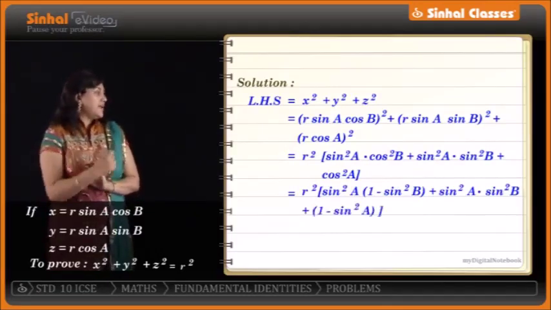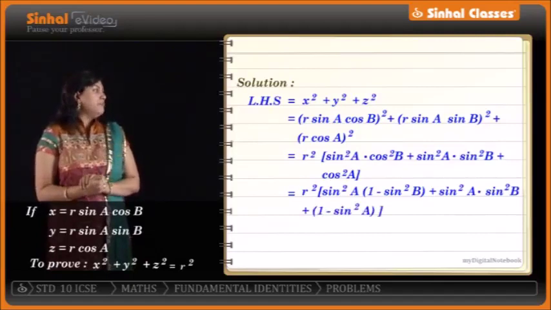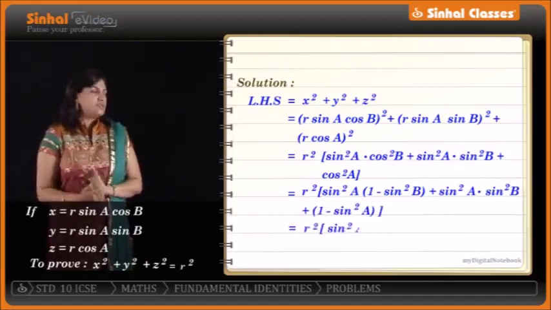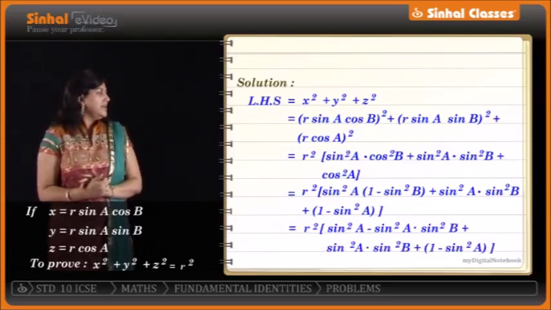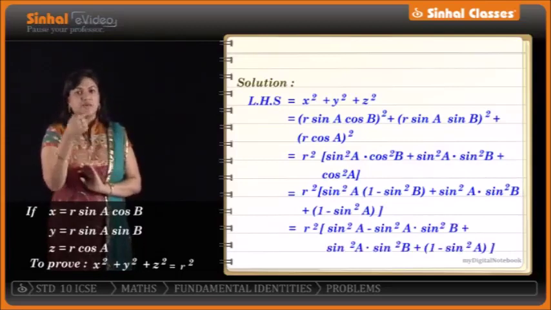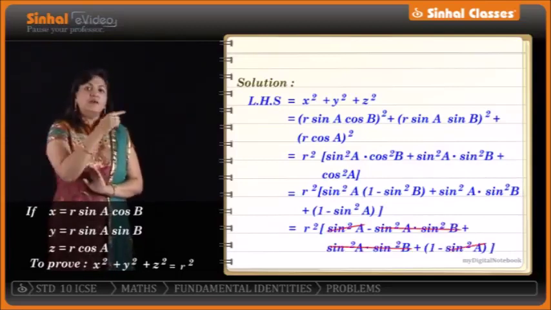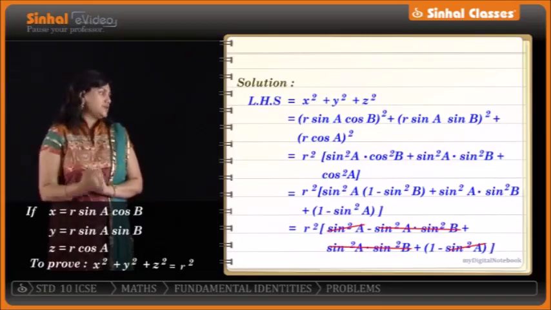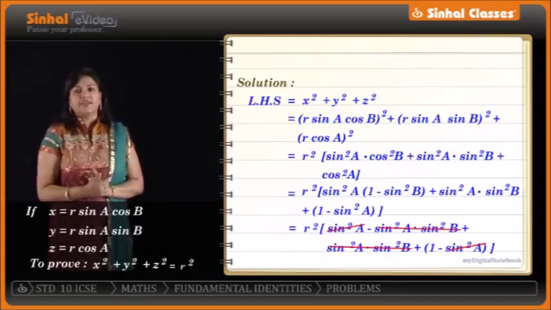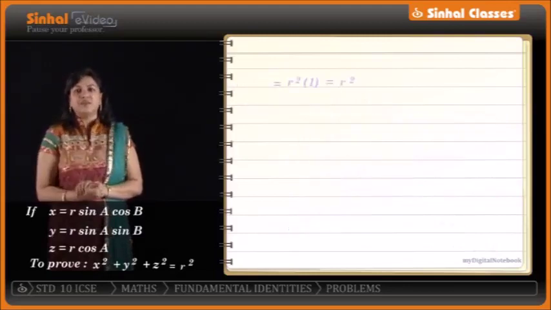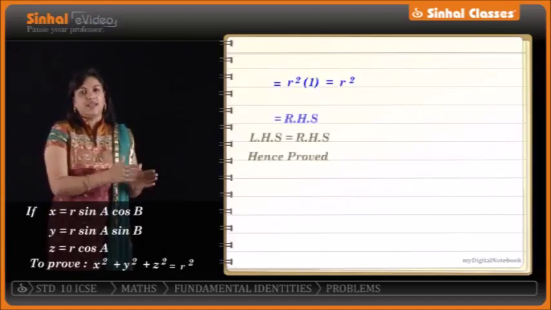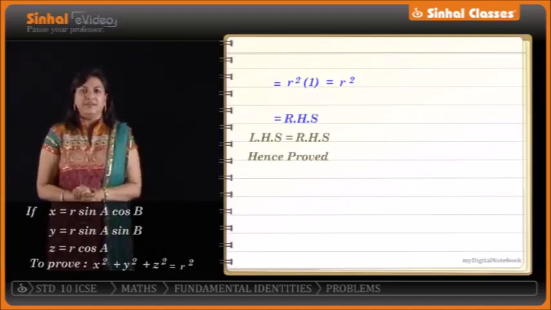Now simplify: sin square a minus sin square a sin square b plus sin square a sin square b plus 1 minus sin square a. Now we cancel sin square a and we cancel minus sin square a sin square b. So in the bracket we are left with 1. So we have r square into 1, which is r square. So we have proved LHS and RHS equal.